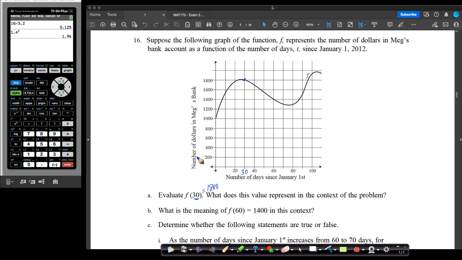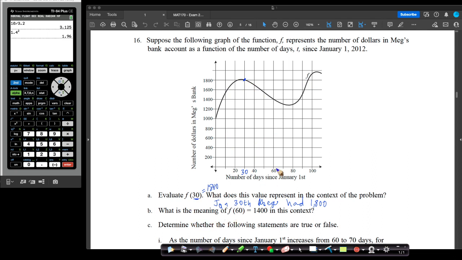And then from the graph we can tell number of dollars in Meg's bank, number of days since January 1st. So we know this would be 30 days since January 1st. I'd assume if we counted those out, that would be on January 30th. Meg, I guess capital M, right? Meg had $1,800 in her account. That looks like a high, or close to a high point for her. Maybe a little bit higher over there, but anyway, she spent a little bit, she had a little bit more.